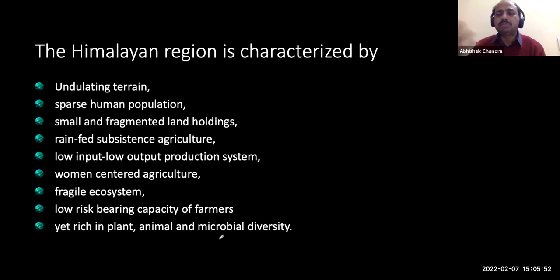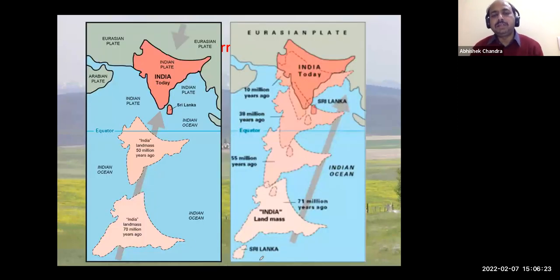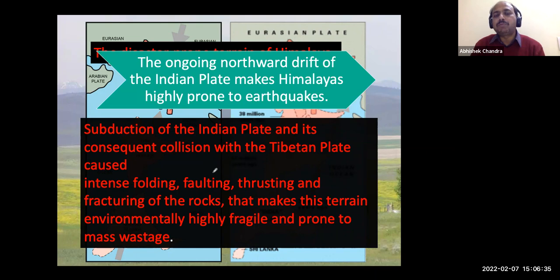It is a fragile ecosystem naturally. How is it fragile? We already discussed the Indian plate and the Tibetan plate, and the collision between them. Landslides occur, so the risk-bearing capacity of the farmer is low, and it is a risk to plant, animal, and microbial diversity. As I am saying, it is prone, you can see here, to collision, and on that basis it is prone to earthquakes.